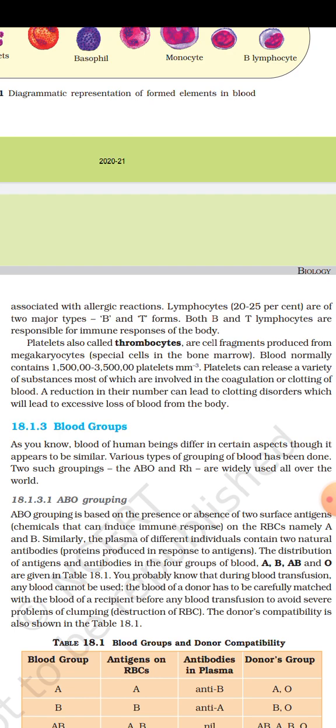Platelets, also called thrombocytes, are cell fragments produced from megakaryocytes, special cells in the bone marrow. Blood normally contains 150,000 to 350,000 platelets. Platelets can release a variety of substances, most of which are involved in coagulation or clotting of blood. A reduction in their number can lead to clotting disorders, which will lead to excessive loss of blood from the body.